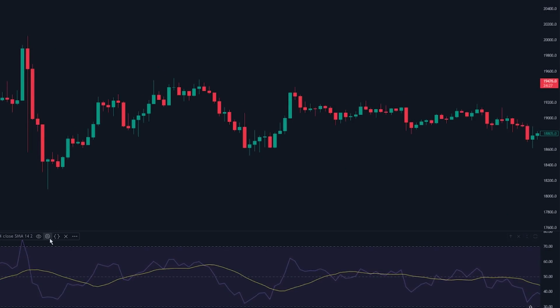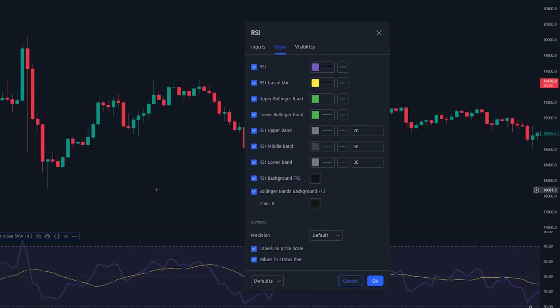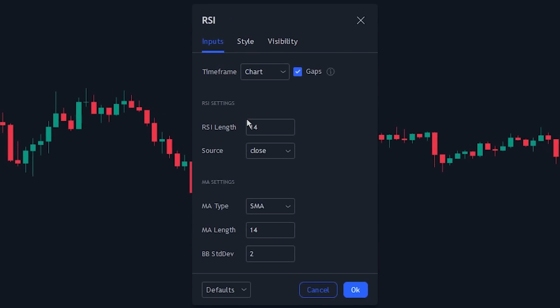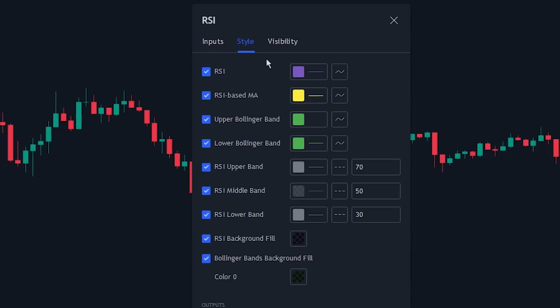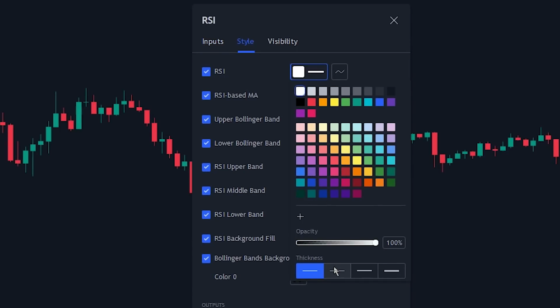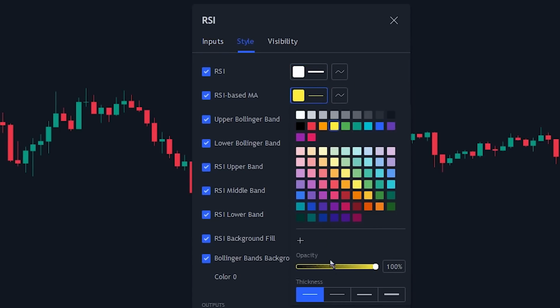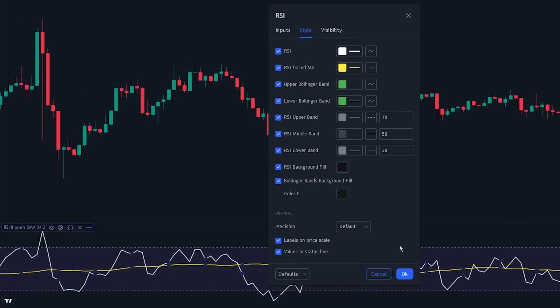Head over to the settings icon and go to the Inputs tab. Now change the source to open. When you have done that, change the RSI length to 8. Lastly, change the MA length to 34. That was all that we needed to change for the inputs. Now head over to the Style tab and change the color and thickness of the lines so that they become more visible. Now you can click on the OK button and save the settings.